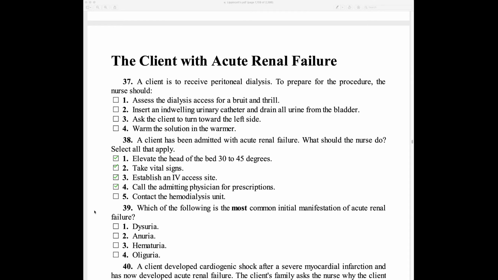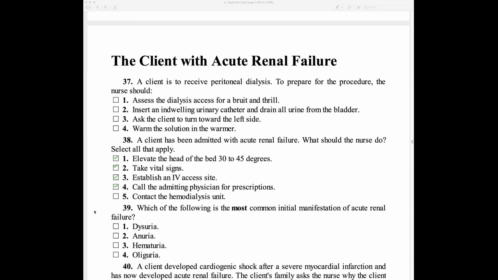And remember, the more fluid volume there is, the harder the heart has to work to circulate it. More fluid volume can lead to shortness of breath, and so that's why we want to elevate the head of the bed. We want to take the vital signs, especially so we can start to see what could be the cause of the acute renal failure.